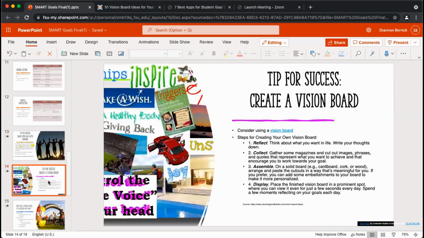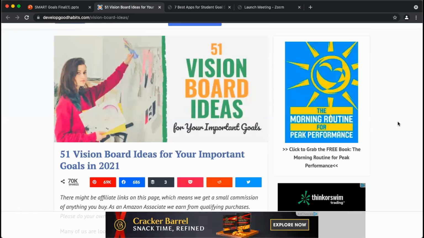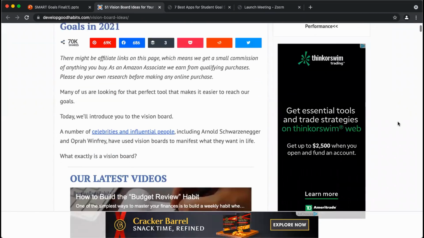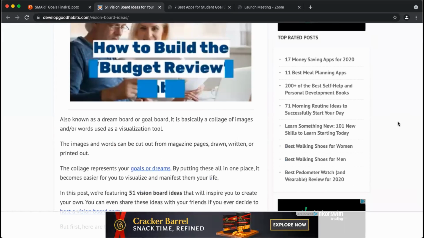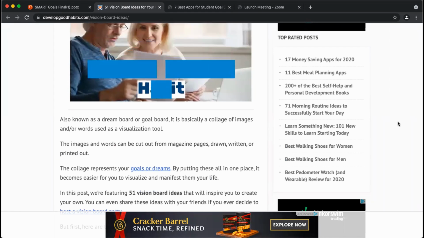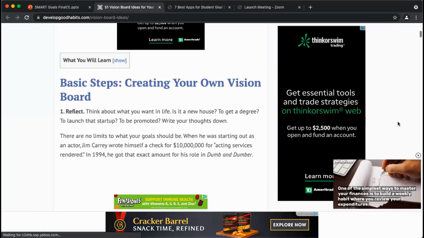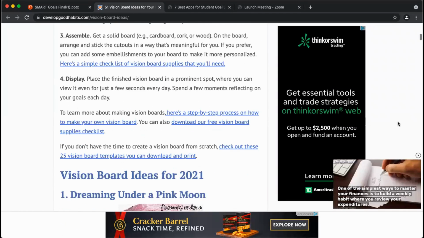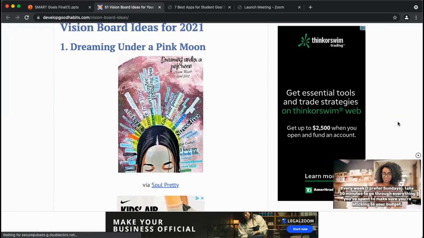The next tip for success is creating a vision board. So, I just have some pictures here of vision boards. Vision boards are simply a collection or a collage of images or words that provide inspiration for you while you work towards your goal. And there are some basic steps that you can take, which we'll talk about in just a moment. But here are some examples of a vision board.